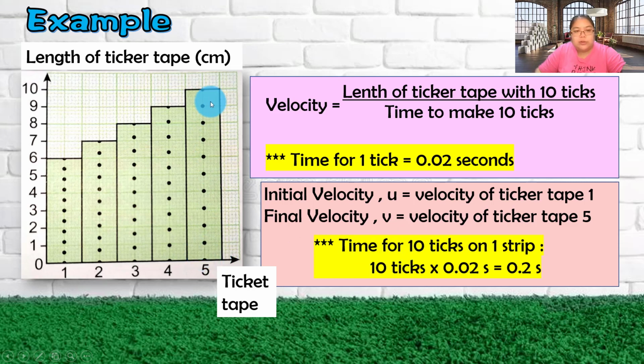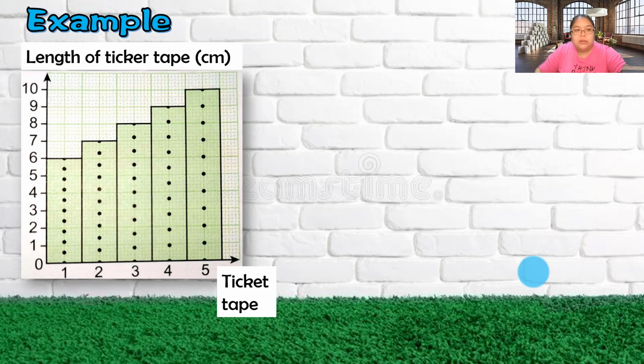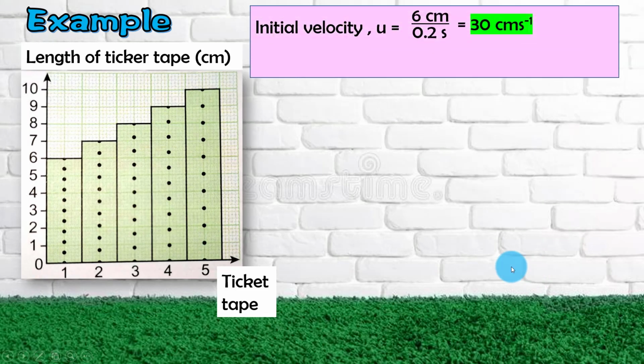Okay, one strip on the ticker tape has 10 ticks. So how do we find the time? We use the 10 ticks multiply by 0.02, so there's 0.2 second. Okay, now we go to the calculation.